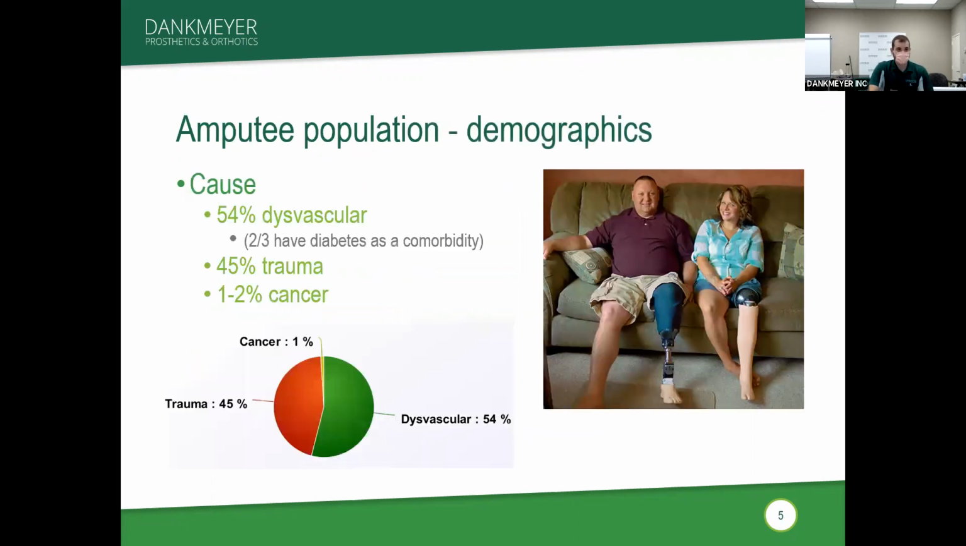As we start looking at the demographics, the largest cause of amputation is dysvascular related, and 2/3 of that group also have diabetes as a comorbidity. So that goes against some of the common misconceptions. A lot of times, one of the first things people ask me is, "Oh, I'm assuming you see a lot of people that have been in accidents or veterans returning from war." Well, that's certainly a portion of what we see, but dysvascular related causes are higher than trauma. That does come in second at 45%, and then 1 to 2% for cancer.